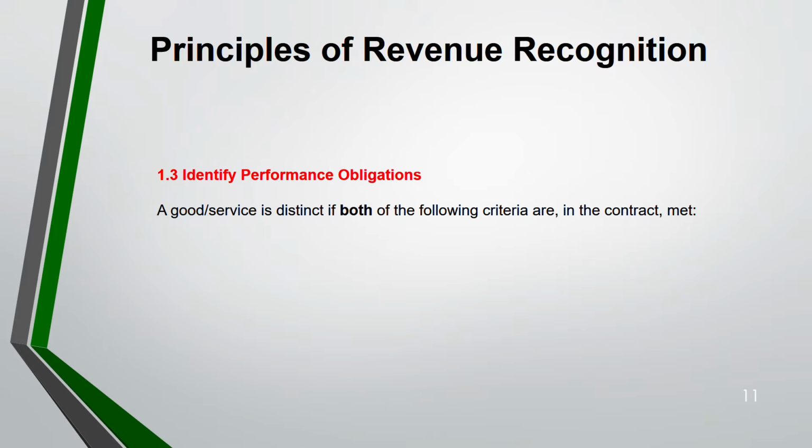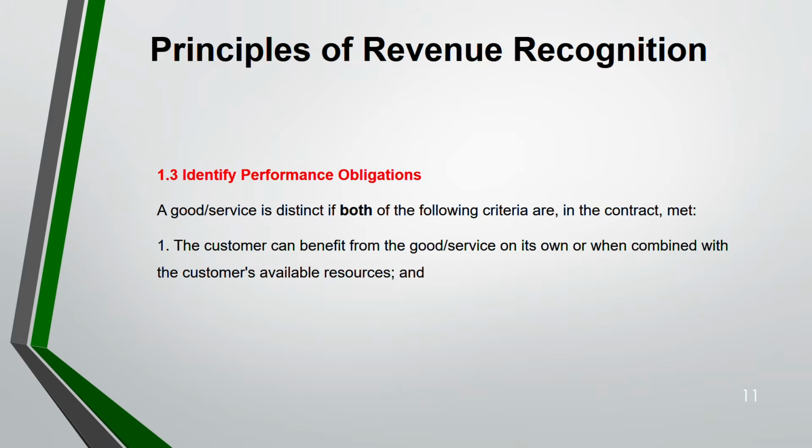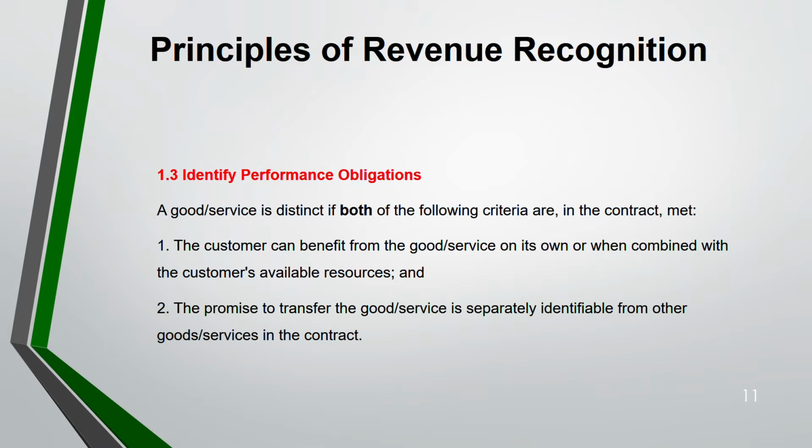Now, a good and service is distinct if both of the following criteria are met. What are those two criteria? The customer can benefit from the goods and services on its own or combined with the customer's available resources, and the promise to transfer the good and service is separately identifiable from other goods and services in the contract. In this case, they are distinct.